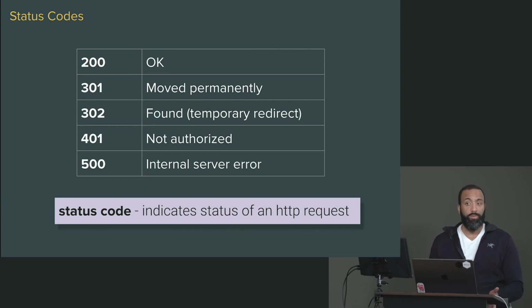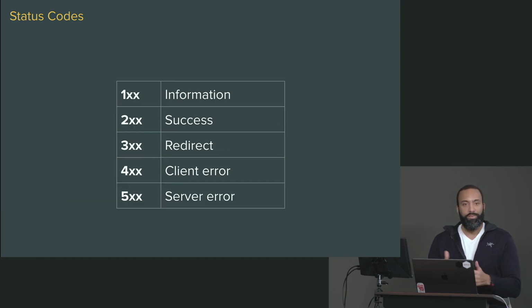Some common status codes that you all know are 200, which is okay. 301 is moved permanently. 302 is a temporary redirect, as in it's redirecting now, but you come back later, it might be back to normal. 401 is not authorized. 500, you've probably seen too many times, which is like something's gone wrong and we don't really know. But all these are actually different categories of status codes.